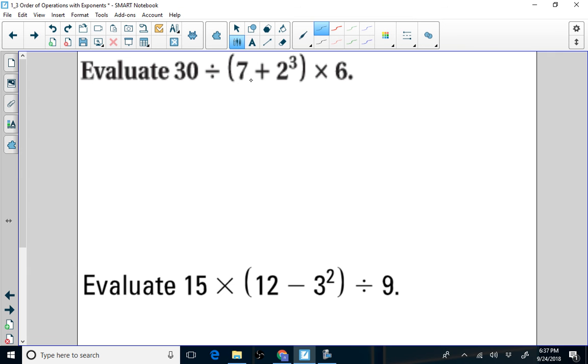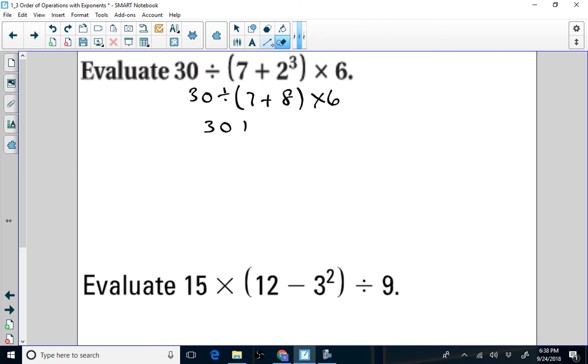We have a parenthesis, so I have to do within the parenthesis first. So within the parentheses, this is going to be 30 divided by 7 plus 2 to the third power is 8, and then times 6. Finish the parentheses, so that's 30 divided by 7 plus 8 is 15 times 6.